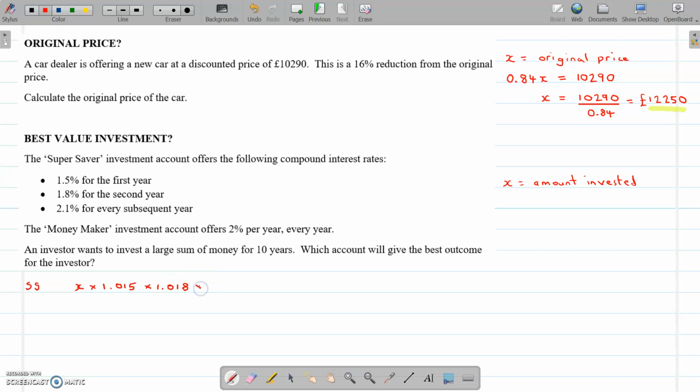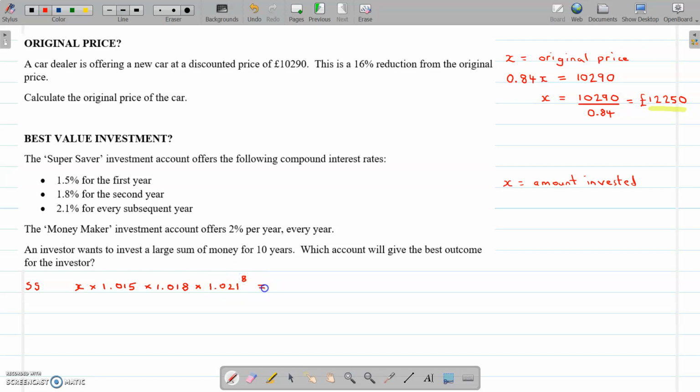And then at the end of the third year, you have all of that, but then you're increasing it by 2.1%, which is timesing it by 1.021. And then you're going to do the same, timesing it by 1.021 for the fourth year, then the fifth, then the sixth, and so on, up to the 10th year. So in fact, you just need to times it by 1.021 8 times in total, which is where you put a power of 8 there.